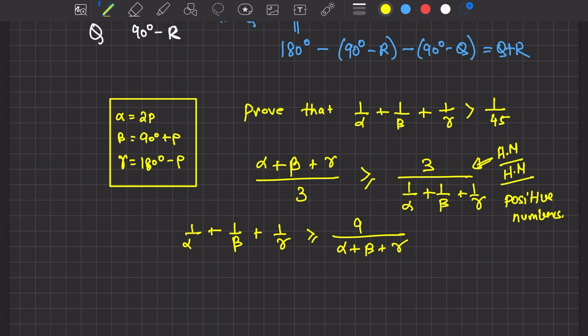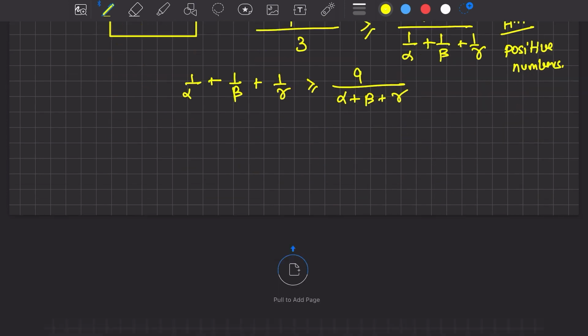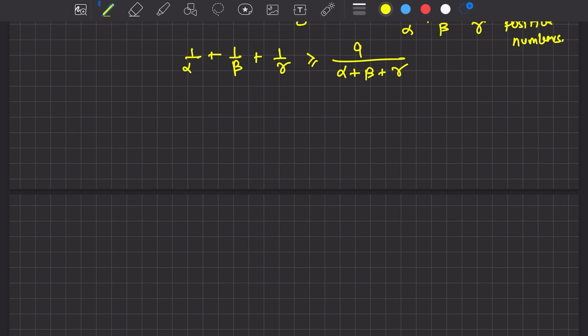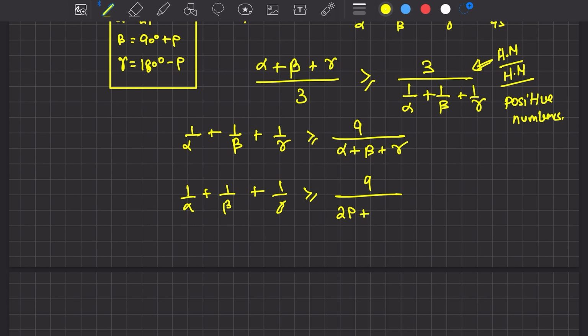So let's do this. So this is 1 over alpha plus 1 over beta plus 1 over gamma is greater than or equal to 9 over 2p plus 90 plus p plus 180 minus p, right? So this is in an acute angle triangle. Remember, that's part of the question actually. All of this is happening in an acute angle triangle. So this is equal to 9 over 270 plus 2p.